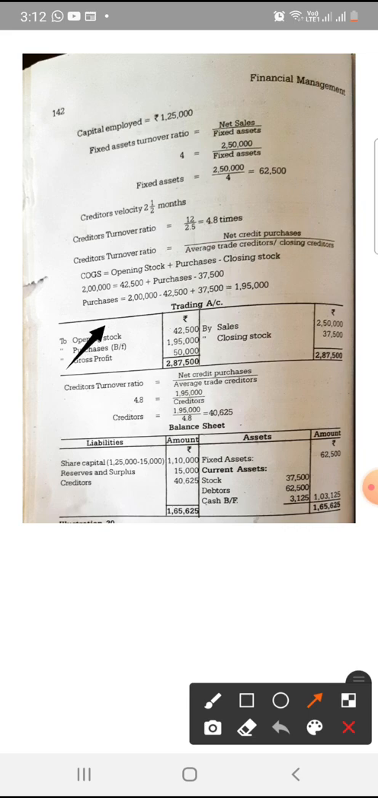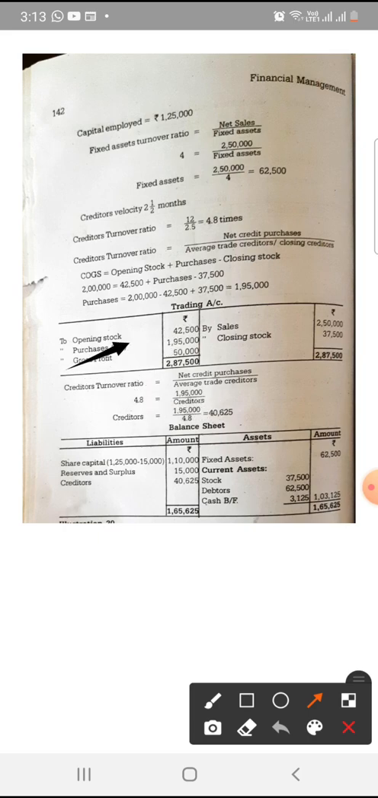Now, how to find this out? We want cost of goods sold. They have given opening stock and closing stock is 5,000 less. So from cost of goods sold, with opening stock and closing stock, you will get net purchases. You bring this side and 2 lakh this side, so you will get purchases of 1,95,000. Now apply the formula, and you will get the creditors as 40,655.